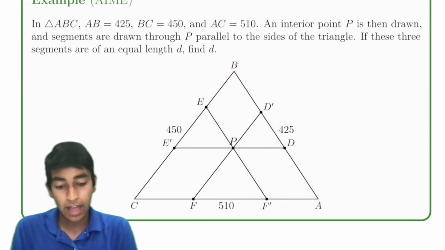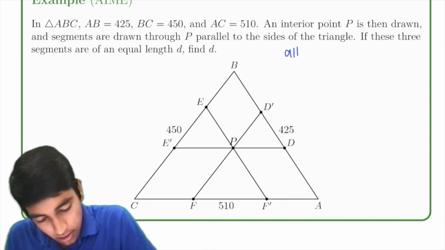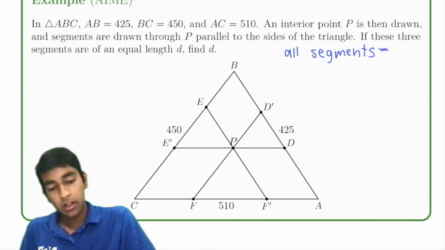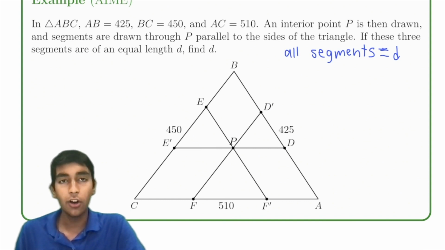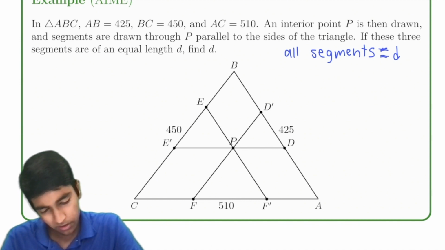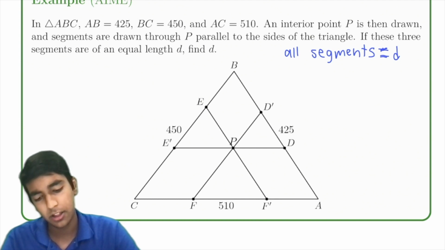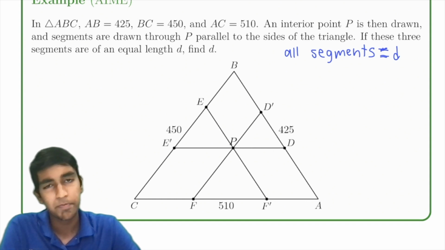But the thing is, we're given that all of these segments have a length D. That's interesting. So that's kind of the main condition in this problem that we have to somehow encode. All segments equal D. We know the side lengths too, but how should we find the segment length if they're all equal?